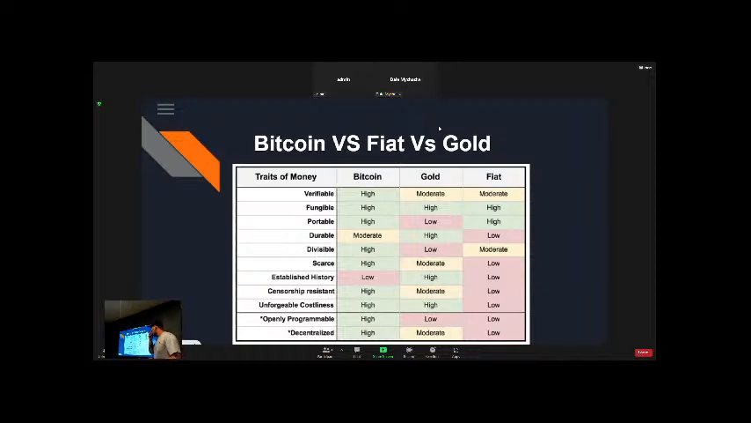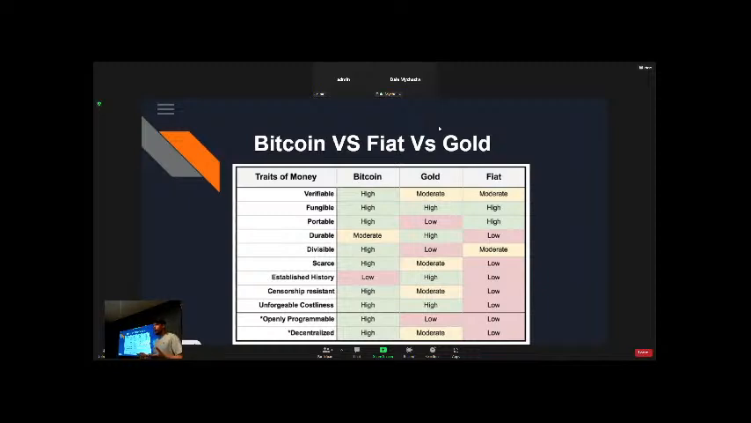So these are some of the things. Now, the one that I like to look at down at the bottom here, openly programmable and decentralized. Of course, Bitcoin rates the highest in those. Gold's moderate. We do have regulations around gold, and it's hard to get.